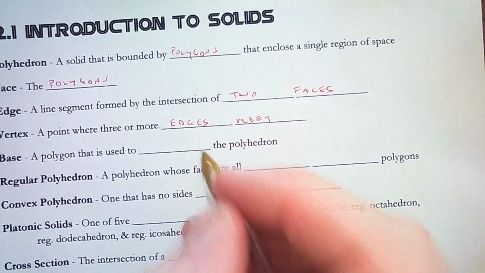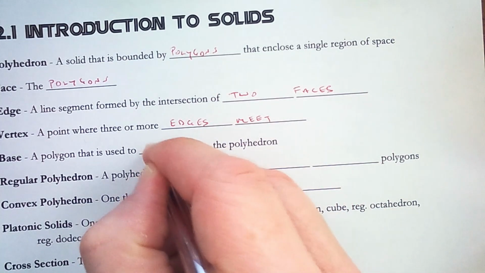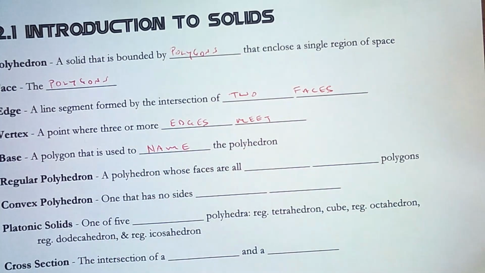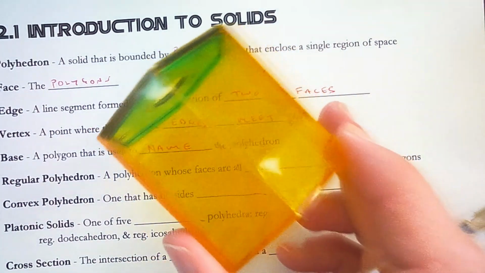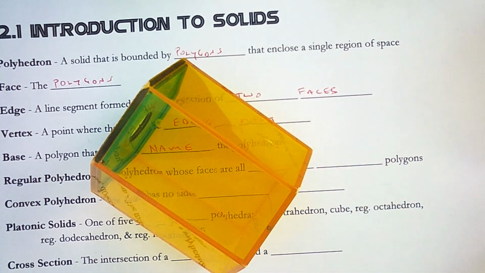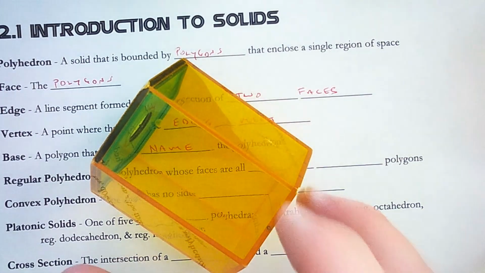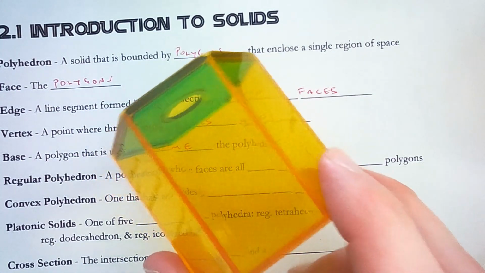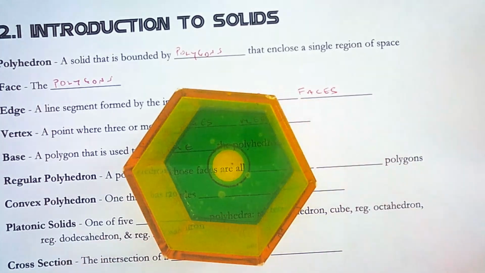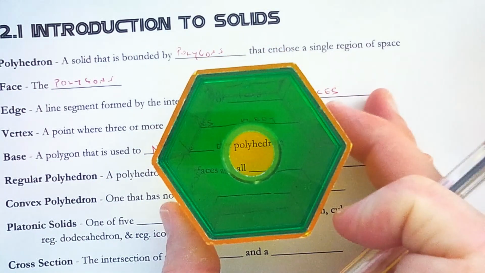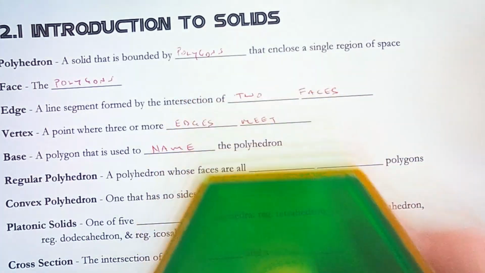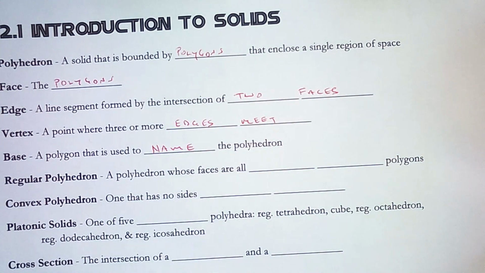A base is a polygon that is used to name a polyhedron. Okay, so now on this prism, I don't name it based on the rectangles. Every prism has rectangles on it. Okay, but there are 2 parallel and congruent hexagons on this prism. This is called a hexagonal prism. Okay, so the bases are the hexagons.